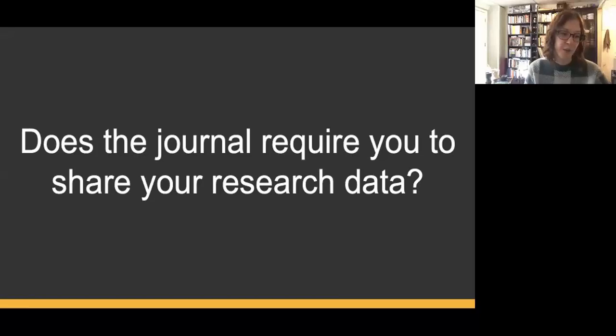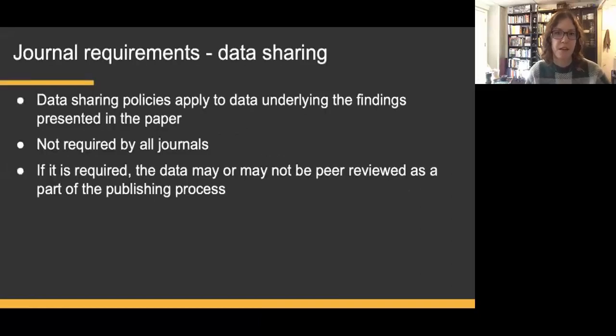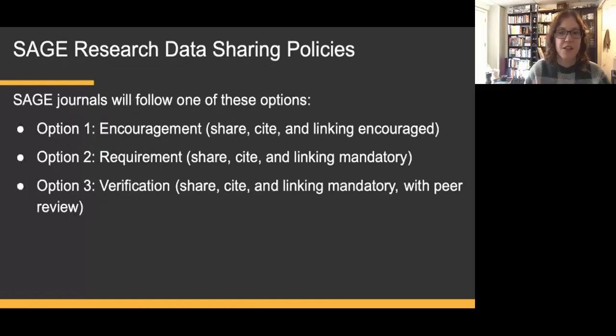And if it is required, the data may or may not be a part of the peer review process that your article goes through. So I'm going to use SAGE as another example here, just to point you quickly to the way that they break down their data sharing policies in their journals. They say that their journals will follow one of these options.